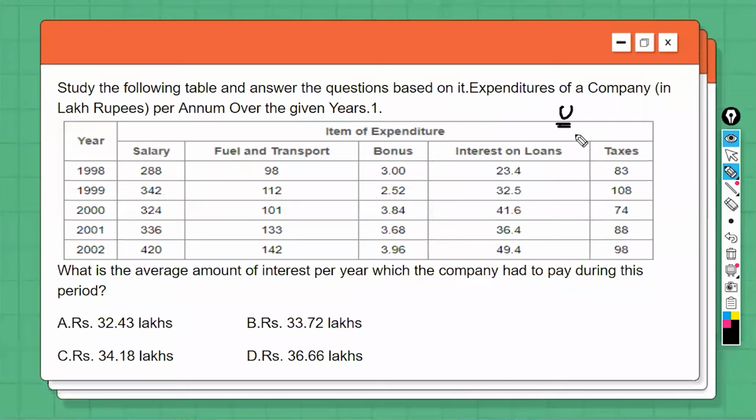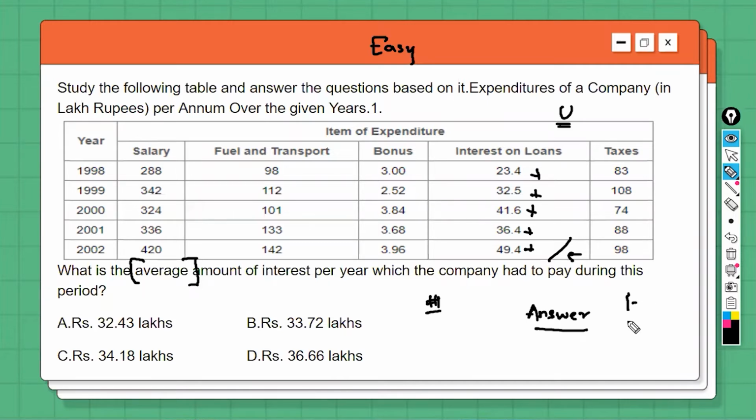As of now, understand one thing: data interpretation is very easy. What they've asked is the average. And you all know how to find average. Average is adding all the numbers and dividing by the number of elements, 5. So this is the answer. The first point I am trying to make strong is that data interpretation is easy. You can find the answer, but you will be able to find it in 1 to 2 minutes time.